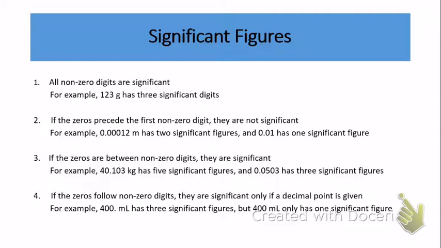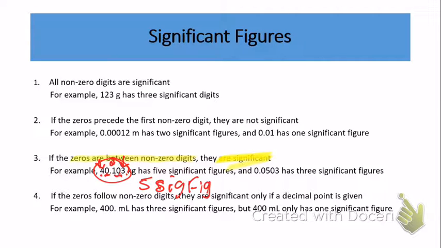Rule number 3 says that zeros that are between non-zero digits are significant. What that tells us is that both of those zeros are flanked by 2 non-zero digits. Therefore, these zeros are not placeholders, but they must be significant. So in this case, all the digits are significant. That would be 1, 2, 3, 4, 5. So we have 5 sig figs for that measurement.